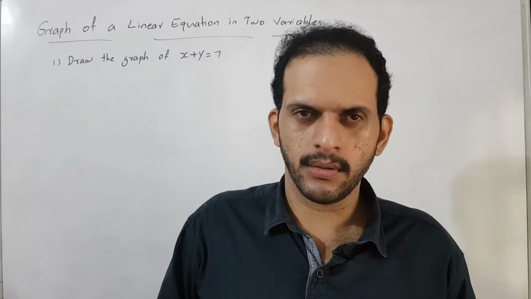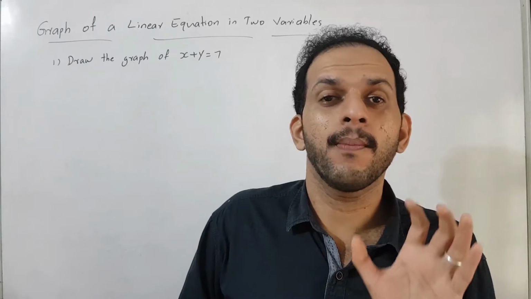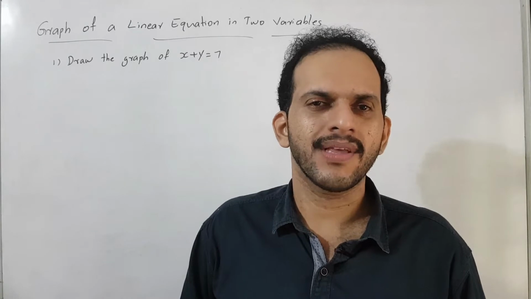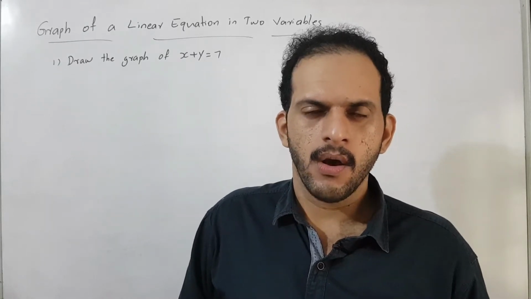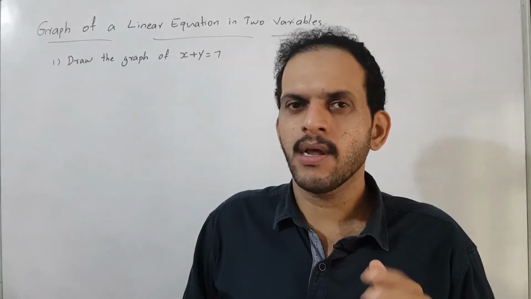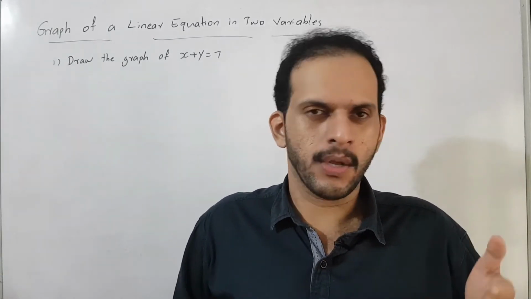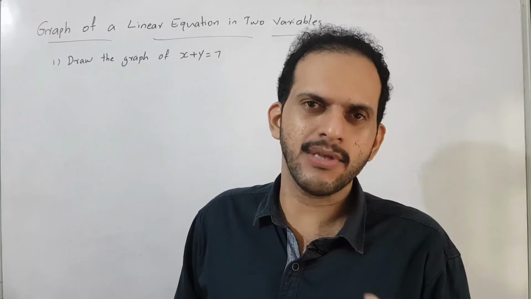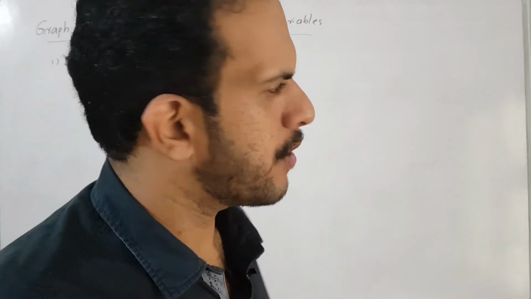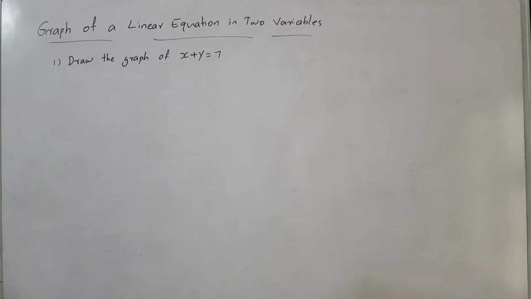How to find the solution? Clear? That means for drawing a graph of a linear equation, we need at least two solutions of the equation. For drawing the graph of a linear equation, at least how many solutions are needed? At least two solutions are needed. If you find more than that, it's not a problem, but for drawing the graph, at least two are needed. So what is the first step? The first step is to find two solutions of this equation x plus y is equal to 7.